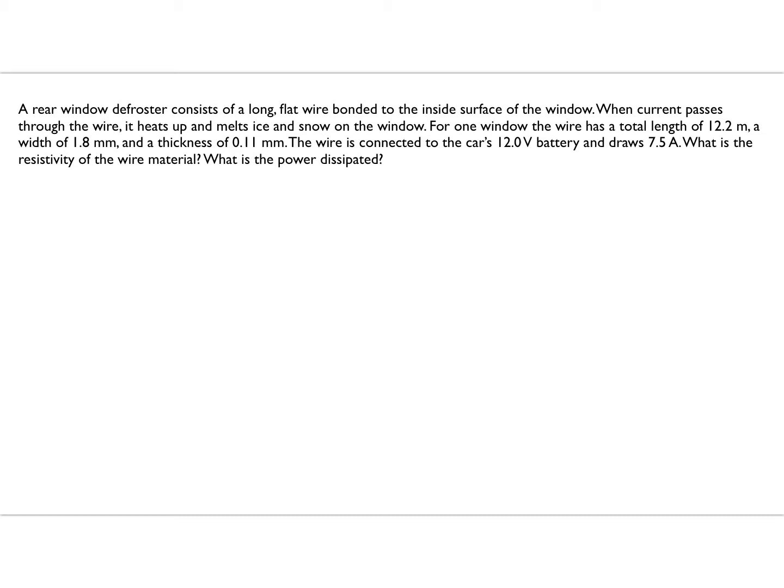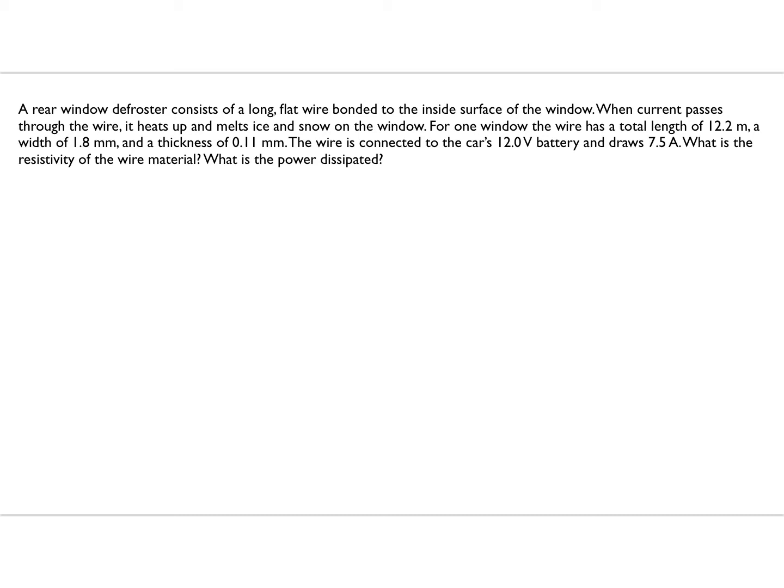First, let's read the problem through. A rear window defroster consists of a long flat wire bonded to the inside surface of the window. When current passes through the wire, it heats up and melts ice and snow on the window. For one window, the wire has a total length of 12.2 meters, a width of 1.8 millimeters, and a thickness of 0.11 millimeters. The wire is connected to the car's 12-volt battery and draws 7.5 amps. What is the resistivity of the wire material, and then what is the power dissipated? That's what we're asked.